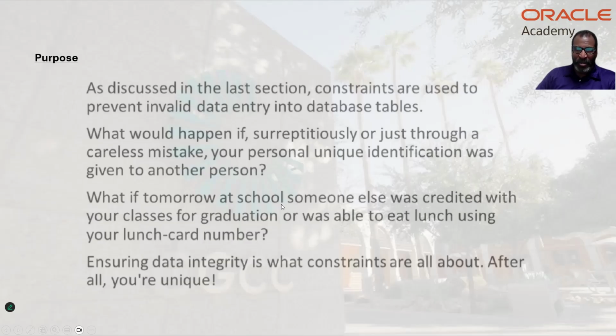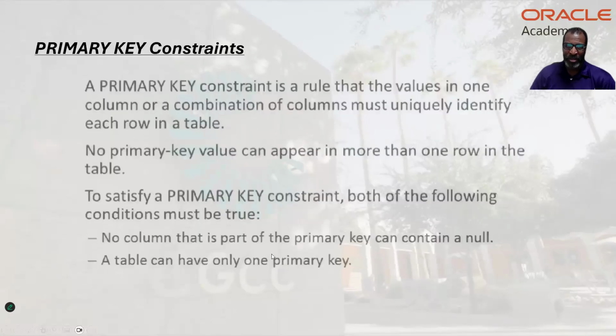What would happen if, surreptitiously or just through a careless mistake, your personal unique identification was given to another person? Happens not that often, but it can happen. What if tomorrow at school someone else was credited with your class for graduation or was able to eat lunch using your lunch card? Do we have lunch cards anymore? Sorry. Ensuring data integrity is very, very important. I don't think we have lunch cards anymore.